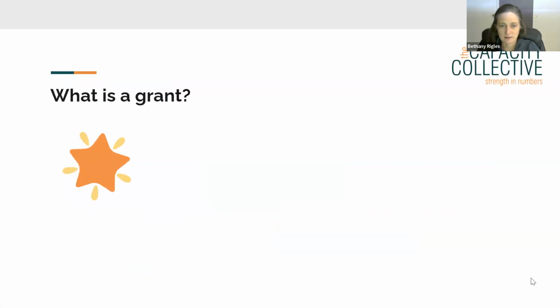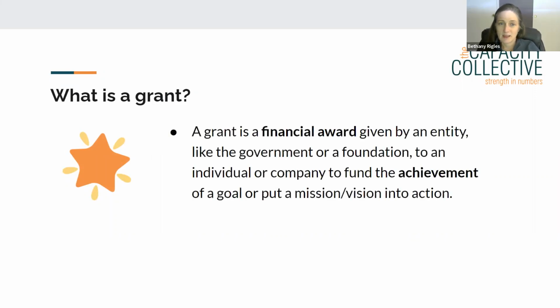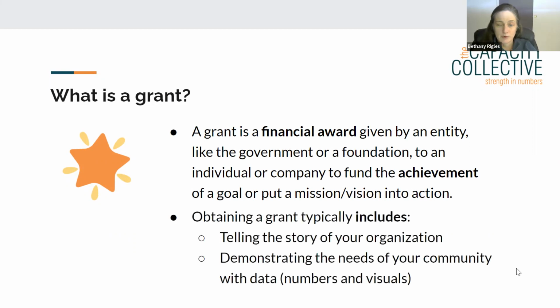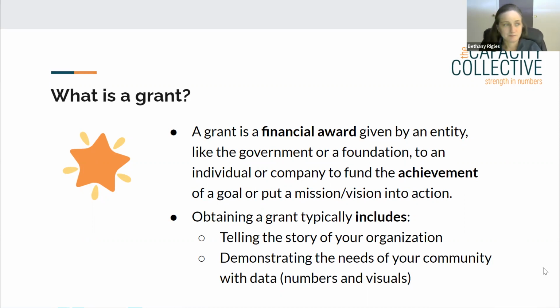So to get us started, just thinking through what is a grant. It is typically a financial award that's given by an entity like the government or a foundation to an individual or company to fund the achievement of a goal or to put a mission or vision into action. So obtaining a grant typically includes writing up the story of your organization and demonstrating the needs of the communities you serve with data, both numbers and visuals. So data is really a key component of good grant writing.